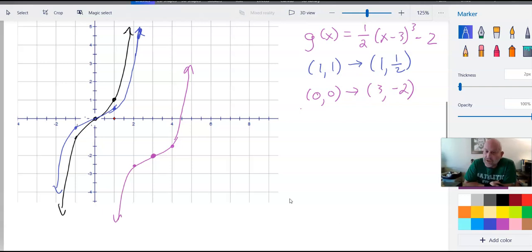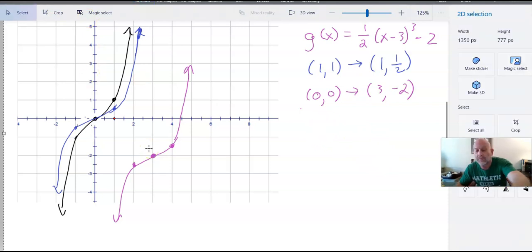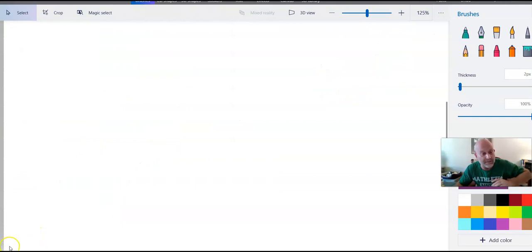Right? So the new shape should be something along those lines. And it should specifically go through these points here. Right? Okay. So that's our second example. So let's go ahead and take a look at our third example. Let me go ahead and get rid of that, delete.